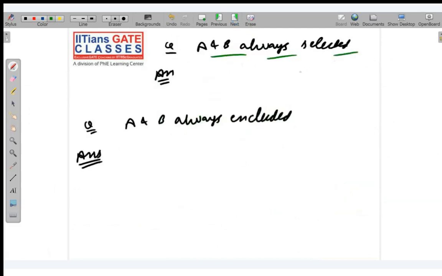Next is A and B always selected. Now I am saying that 2 persons, A and B, should always be selected. So how many persons do you want to select now? Only 1, from 8. So 8C1 is the answer. The answer will be 8 only.